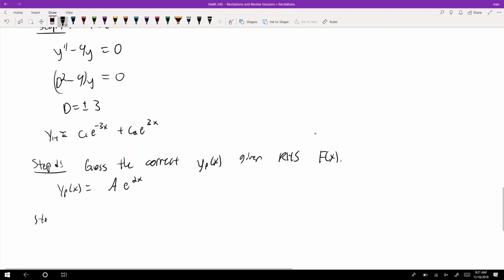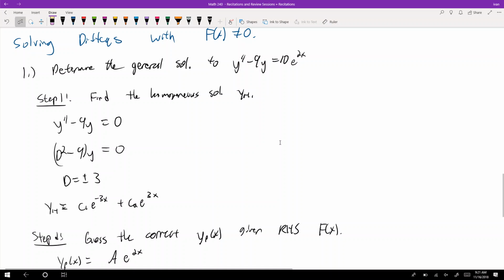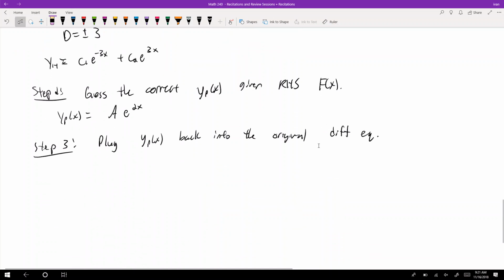Step 3 is we want to plug yp of x back into the original diffq. What does that mean? You see y double prime minus 9y is equal to 10 e to the 2x. I'm literally plugging y into that equation up there. So we have y double prime minus 9y is equal to 10 e to the 2x.